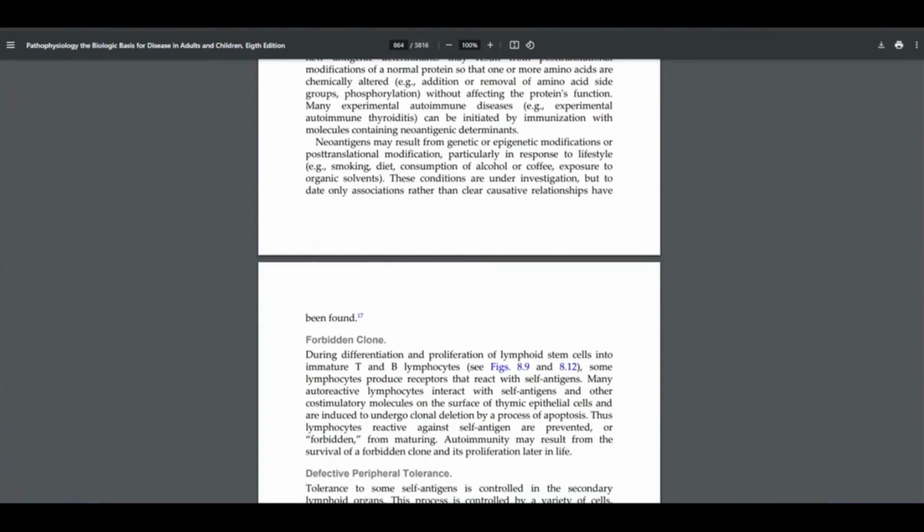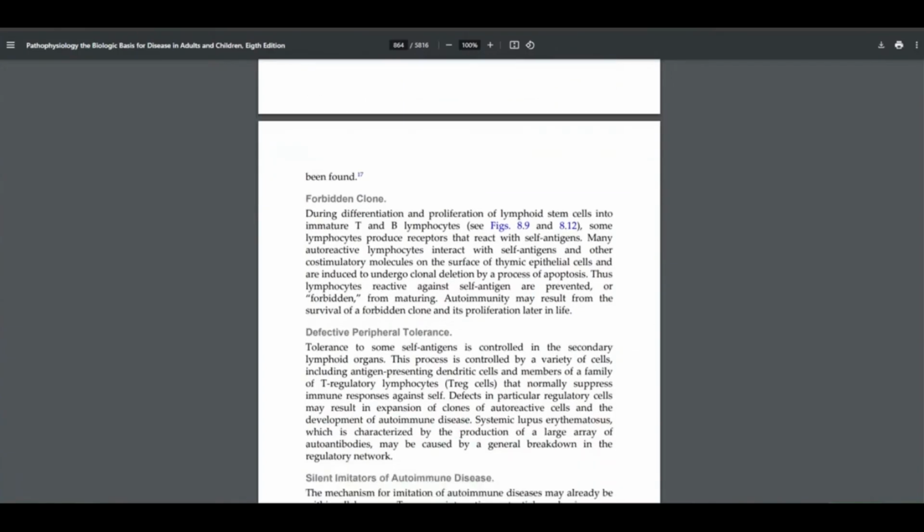New antigens may result from genetic or epigenetic modifications or post-translational modification, particularly in response to lifestyle factors such as smoking, diet, consumption of alcohol or coffee, and exposure to organic solvents. These conditions are under investigation, but to date, only associations rather than clear causative relationships have been found.